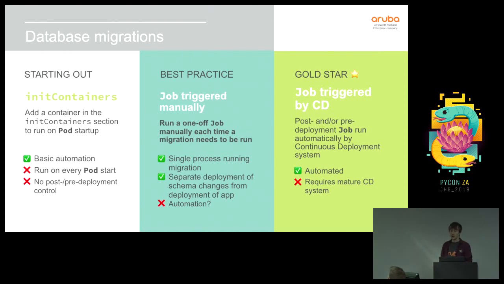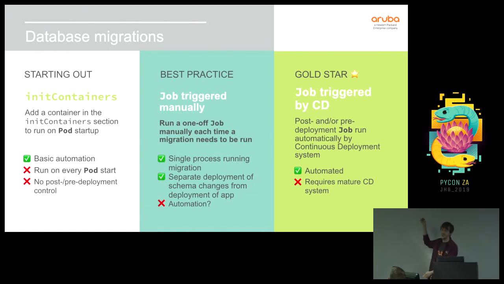So what I generally recommend is you use this construct called a job in Kubernetes, which is part of Kubernetes' batch work framework. So it's just a one-off container that gets run. So you will run this job, and it runs your migrations. And this is important because you get to separate the deployment of your schema changes from the deployment of your app, because they are different things. But you will probably need some kind of automation for this.